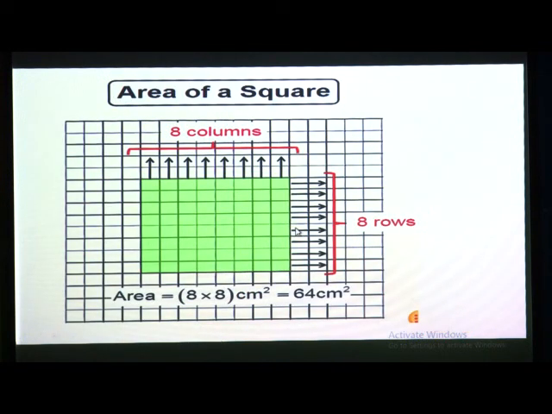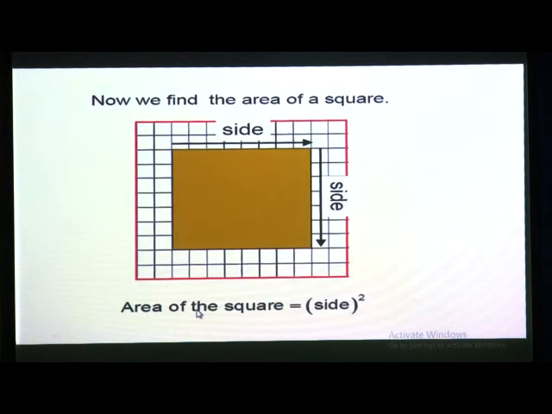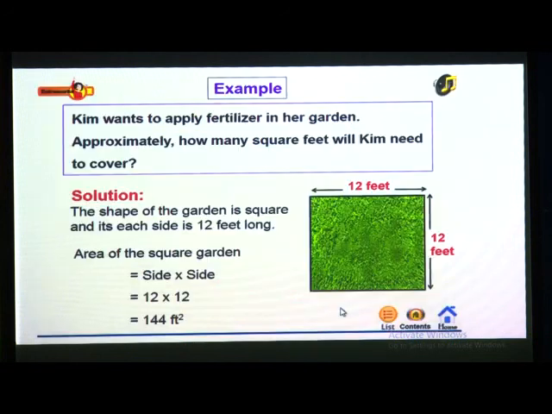Now, we will see the area of a square. Here we have 8 columns and 8 rows. So the area becomes 8 into 8, which is 64 centimeter square. The area of a square is side into side, so it is side square, or we can also say side into side.